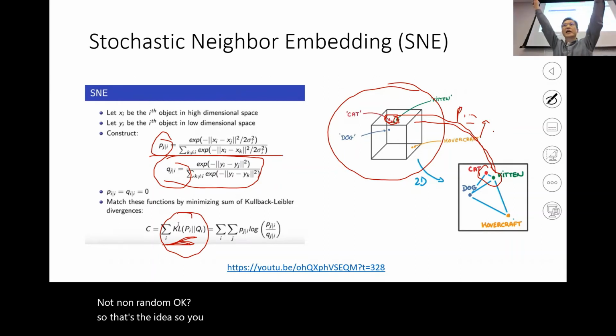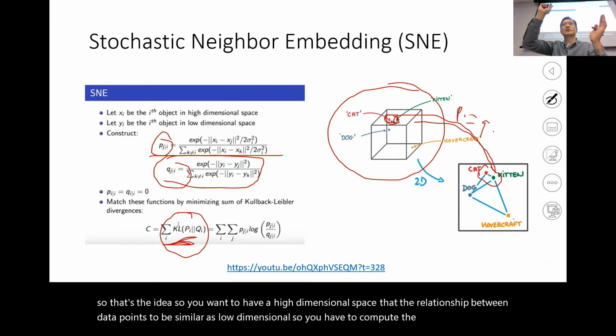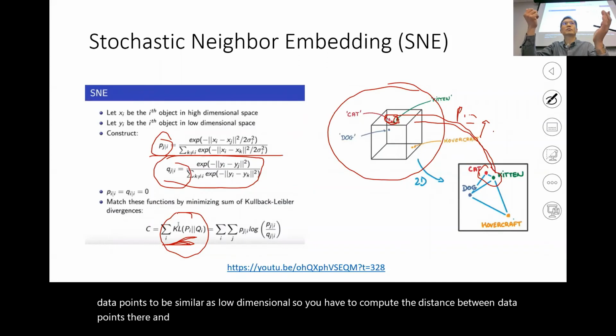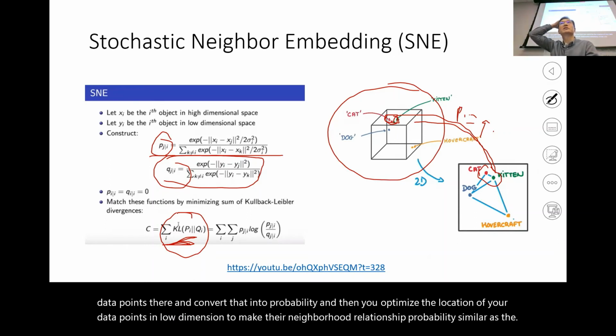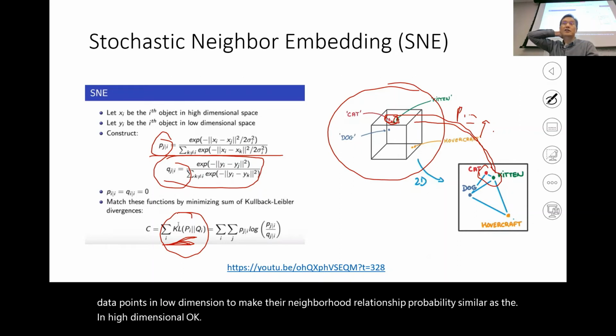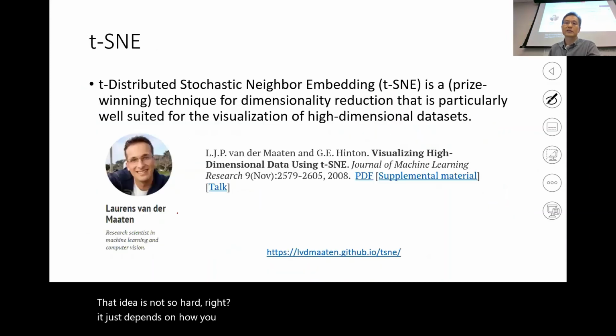So you want the relationship between data points in the high dimensional space to be similar in low dimension. So you have to compute the distance between data points there and convert that into probability. And then you optimize the location of your data points in low dimension to make their neighborhood relationship probability similar to that in high dimension. Okay, that idea is not so hard, right? It just depends on how you compute the likelihood.